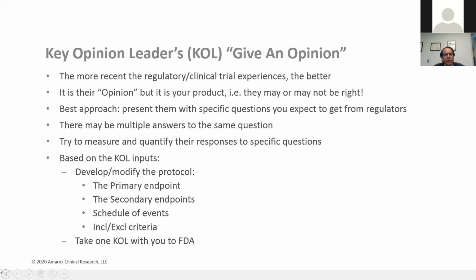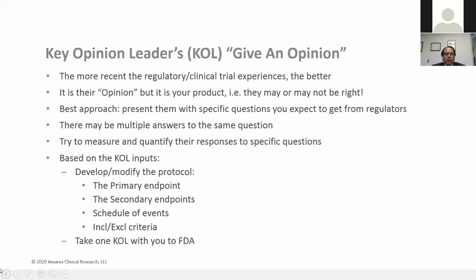And one more thing that I would like to emphasize: it is the key opinion leader's opinion that matters, but it's your product. And typically, you know more about your product than anyone else. They know about the class of that product, the indication, and things of that nature. But it is your product.